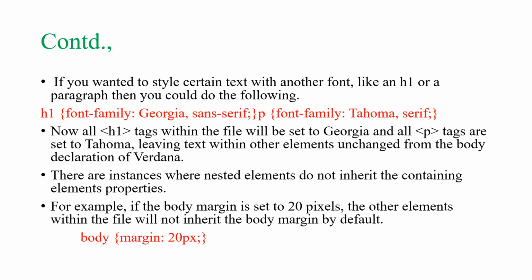If you want to style certain text with another font, like an H1 or a paragraph, then you could do the following. So for H1 you specify the separate style. For the paragraph you specify the separate style. So now all the H1 tags within the file will be set to Georgia font and all the P tags are set to Tahoma, leaving text with other elements unchanged from the body declaration. There are instances where nested elements do not inherit the containing element properties. For example, if you set the margin property to 26 for the body tag, the other elements within the file will not inherit the body margin by default.